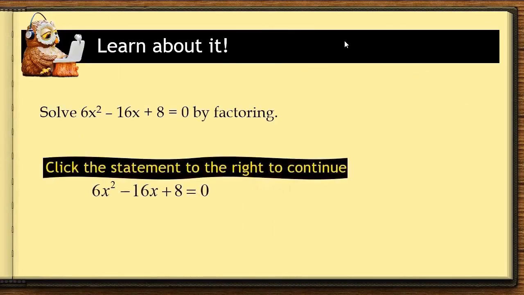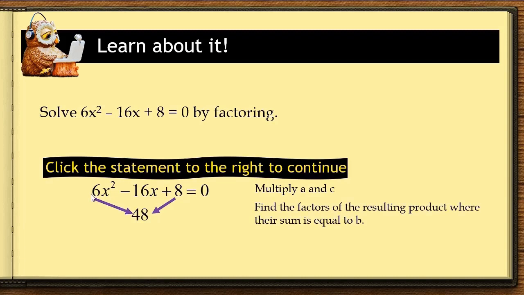Let us have another example. This time, the value of a is not equivalent to 1. And as you notice, this equation is already in standard form. So we will just go on with the next step. Let us multiply a and the value of c. So in this case, we have 6 times 8, which is 48.